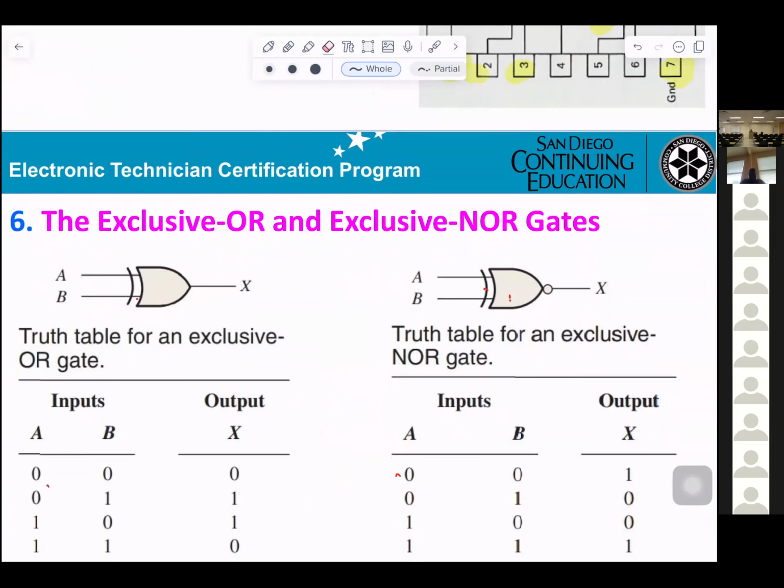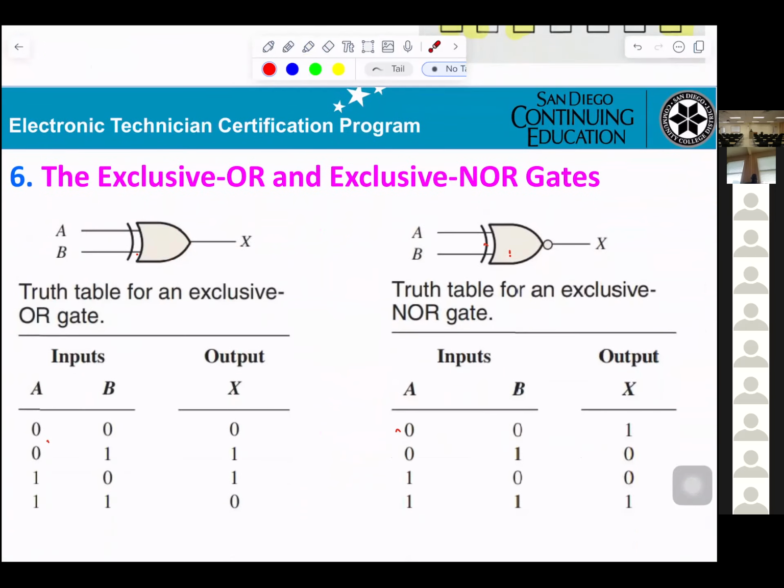That's what exclusive OR, exclusive NOR. When you see a symbol like that, that's what they call exclusive NOR. They're telling you this is a truth table. They get only two. Truth table for the exclusive OR gate. Two inputs, A, B, you get 4 combinations.